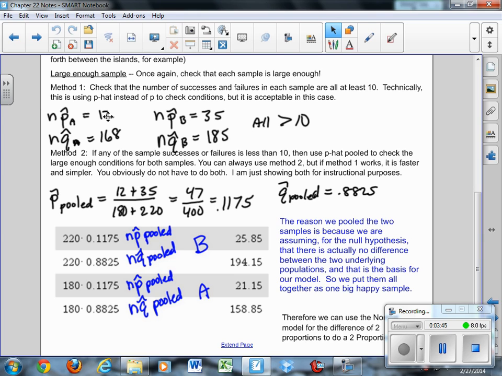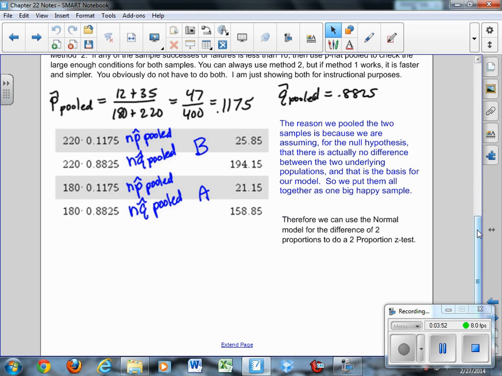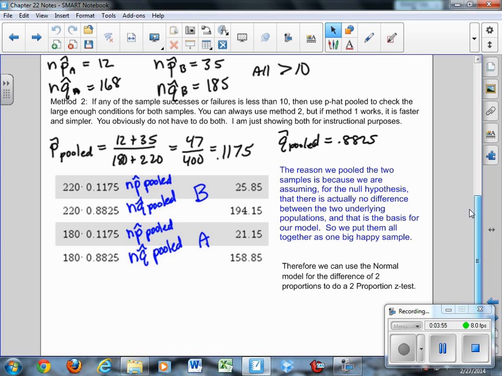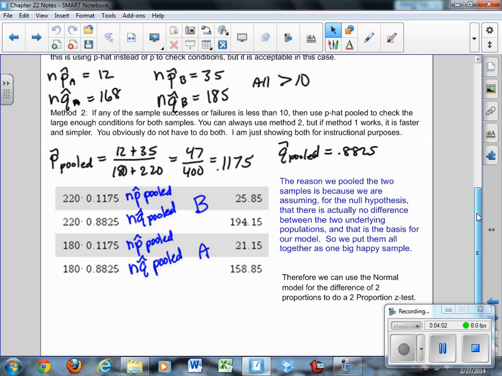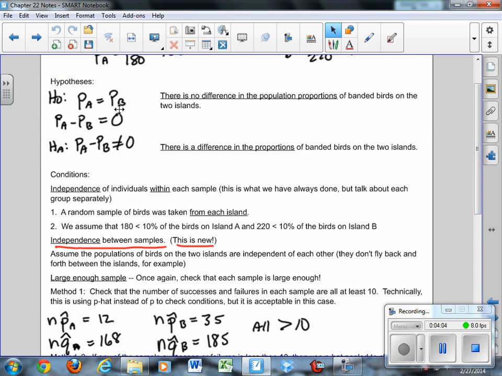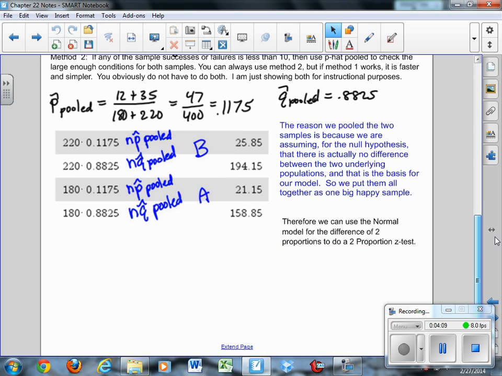So then you go to the other way of doing this, and that is to create a pooled sample. Pooling is a very important concept in doing a two-sample proportion z-test, because our null hypothesis is that there's no difference between the two populations. So using that as our null hypothesis, for the sake of the model, we can throw all of our values together into one big happy sample, because we don't believe there's really any underlying difference between the populations of banded birds on the two islands.